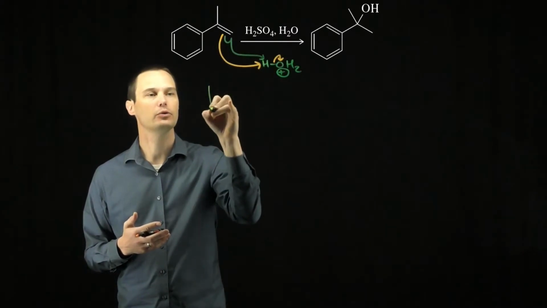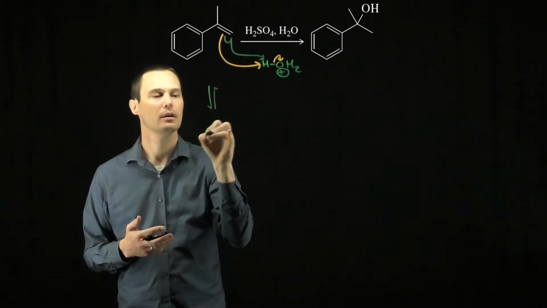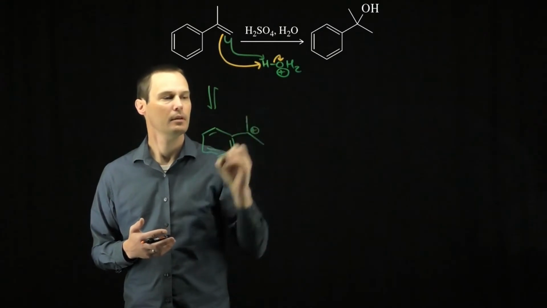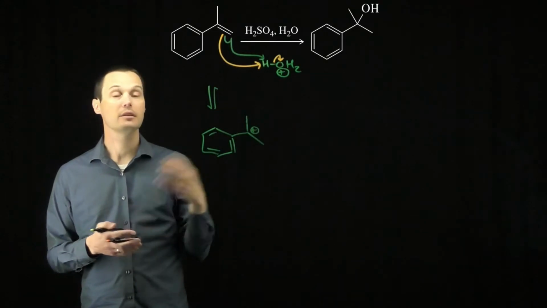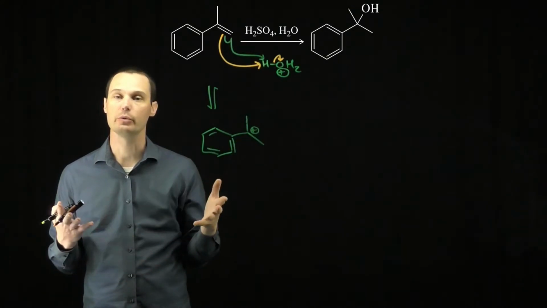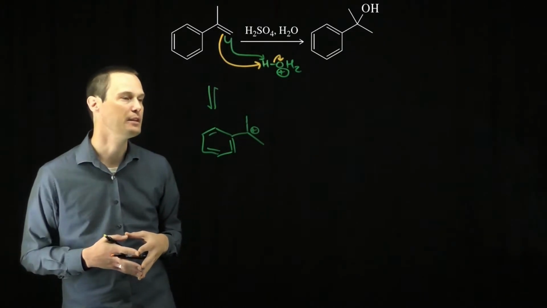So let's go ahead and draw in the carbocation intermediate. So this is the carbocation intermediate. This intermediate can be stabilized by resonance. So if your instructor wants you to draw additional resonance contributors, you would draw them here. I'm not going to draw them to save space and time.